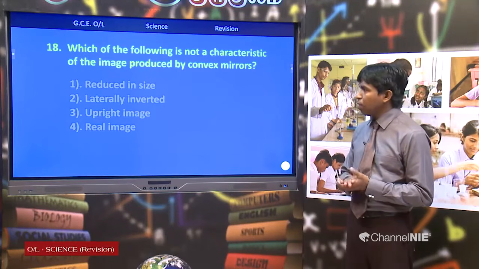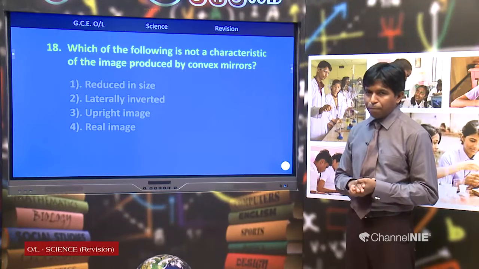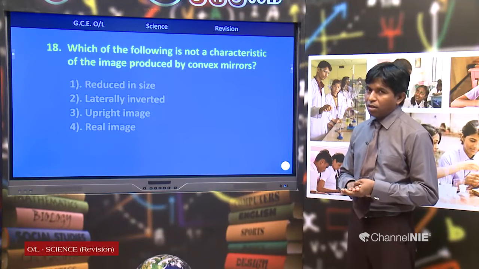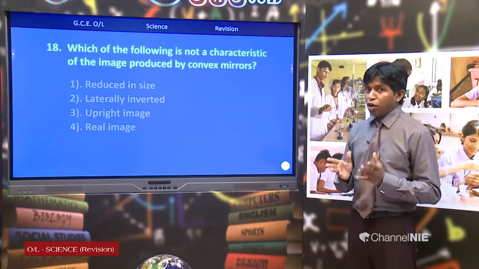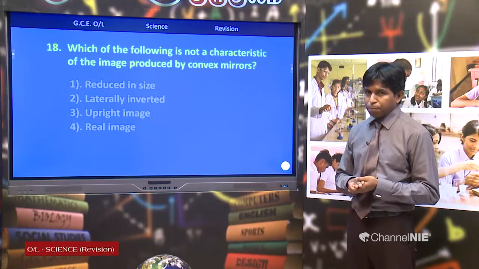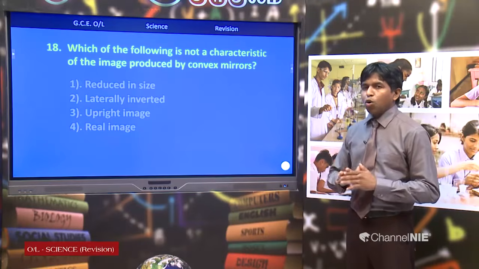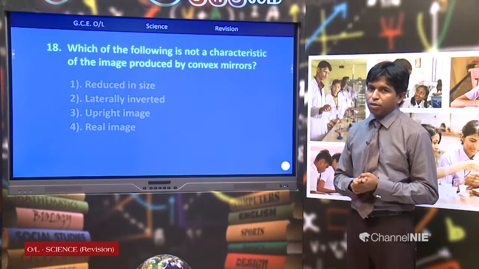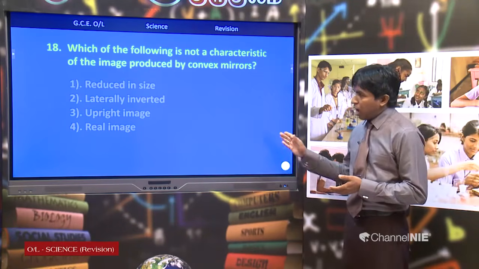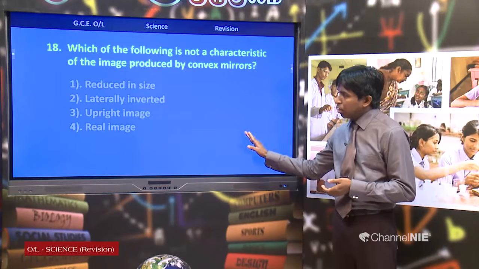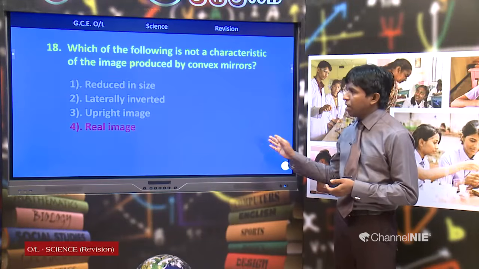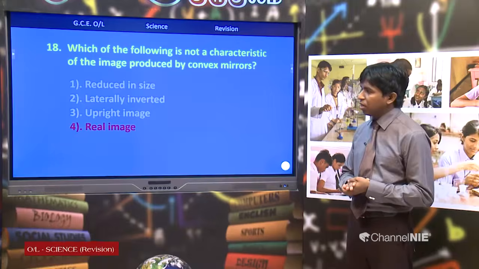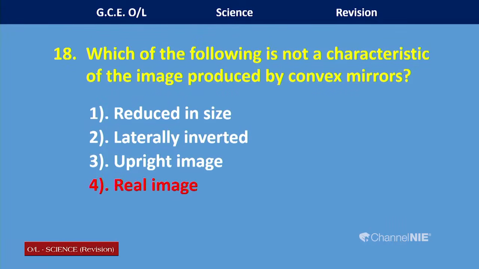So, using the side mirror of a vehicle or a plane mirror, you can't get a real image, those images cannot be captured on a screen. Therefore, concave mirrors form both real and virtual images, plane mirrors always virtual, and convex mirrors, the side mirror, always virtual. So, the answer for question number 18, not a characteristic of the image formed by a convex mirror, will be real image. All the other three are correct, real images are not formed by convex mirrors.